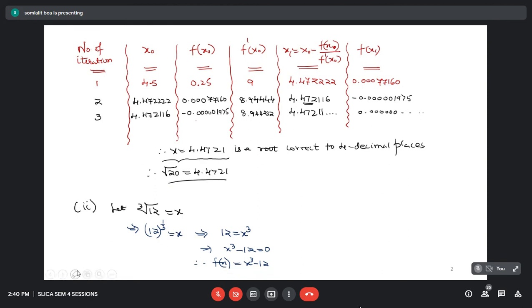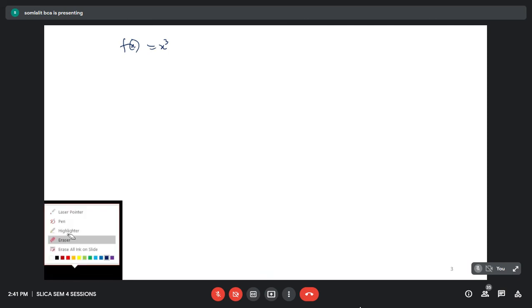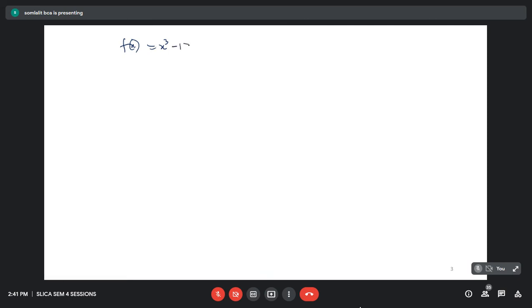You need to decide now the starting approximations. If it is asked in the exam, at least directly by calculator, you can find the cube root of 12 and then you can decide the x0, or you get the interval which encloses the root, which is not difficult. Okay, so here you have this function f(x) equals x cube minus 12. Now, if you take 0, it is negative. If you put 1, even it is negative. If I put 2, it is also negative.